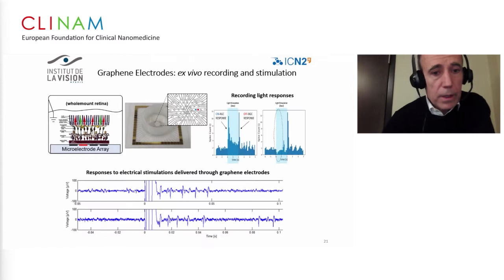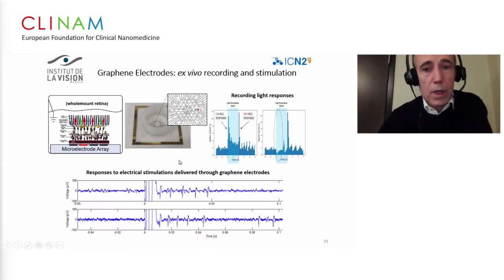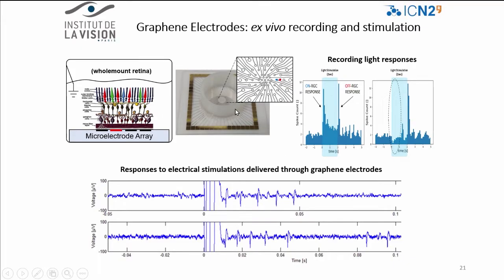The next thing is that if we want to stimulate the blind retina, we first tested, can we stimulate neurons with this type of graphene electrode? So what you can see here, we put the isolated retina on such an electrode array.